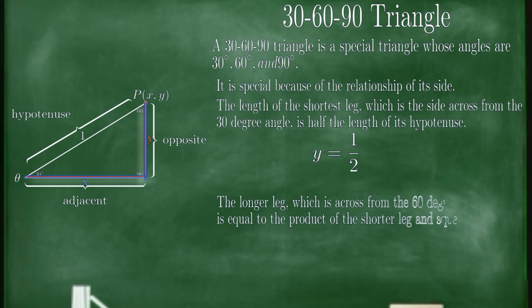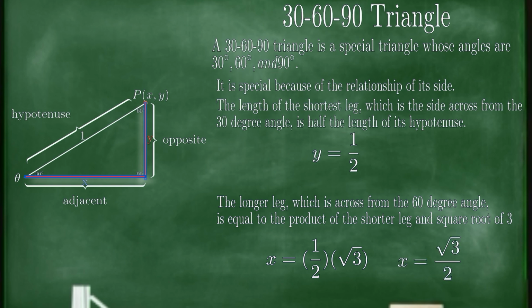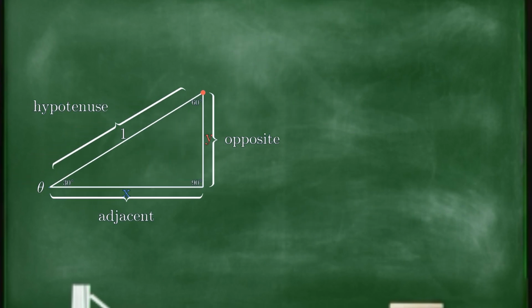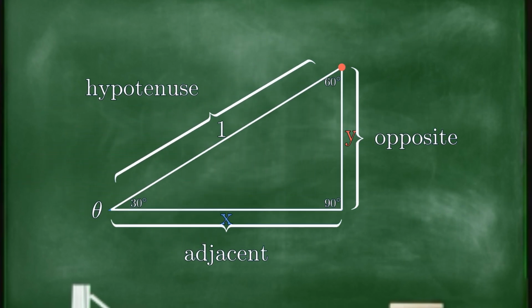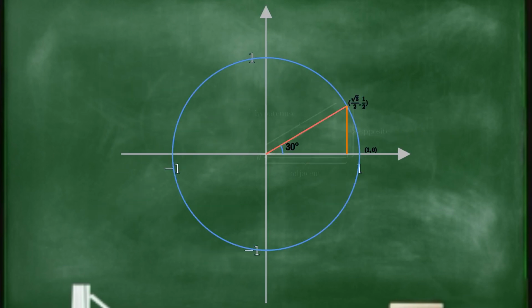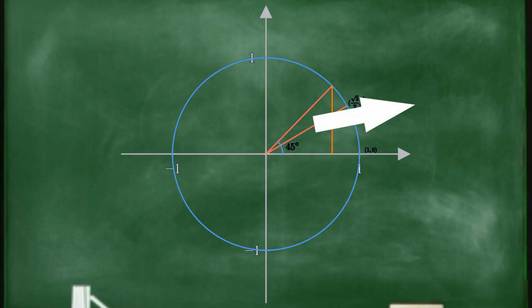The longer leg, which is across the 60 degree angle, is equal to the product of the shorter leg and the square root of 3. So in this case, our x is equal to the square root of 3 over 2. Therefore, the coordinate of point P here is (square root of 3/2, 1/2). Great! Now, what is our new coordinate point when the angle of rotation becomes 45 degrees counterclockwise?